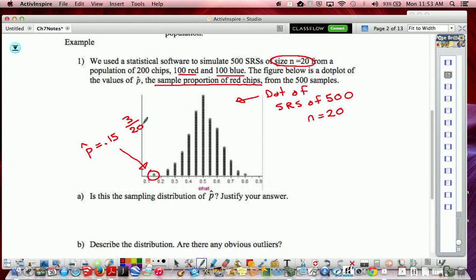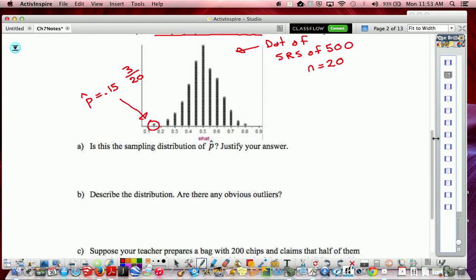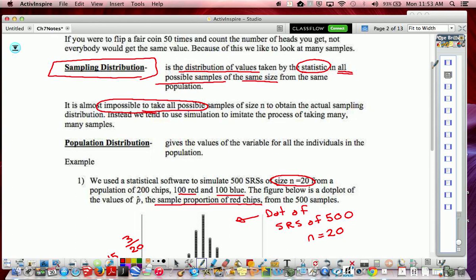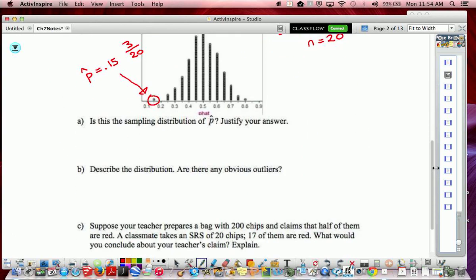But as you can start to see, you get some interesting patterns within our sampling distribution. So the first question here, A, is this the sampling distribution of p hat? Is it truly the sampling distribution? What has to be true about a sampling distribution that we talked about earlier up here? All possible samples. So is this truly a sampling distribution? No.